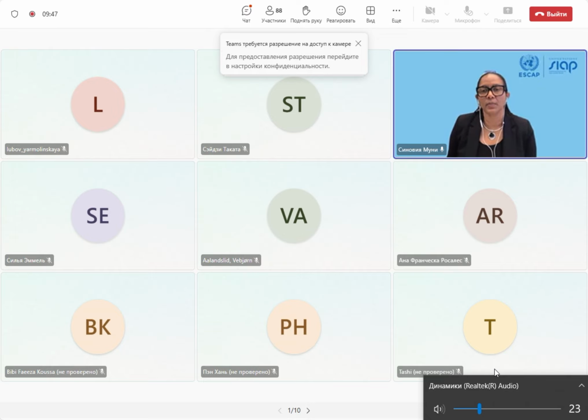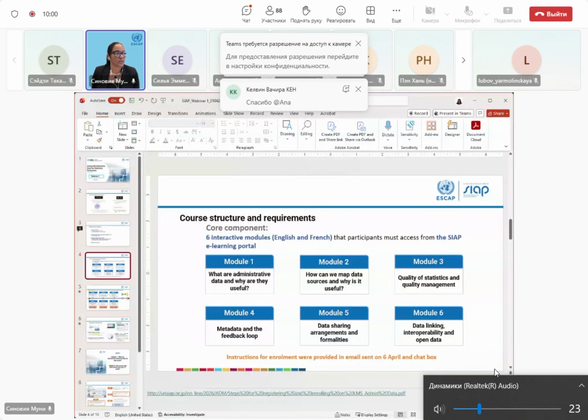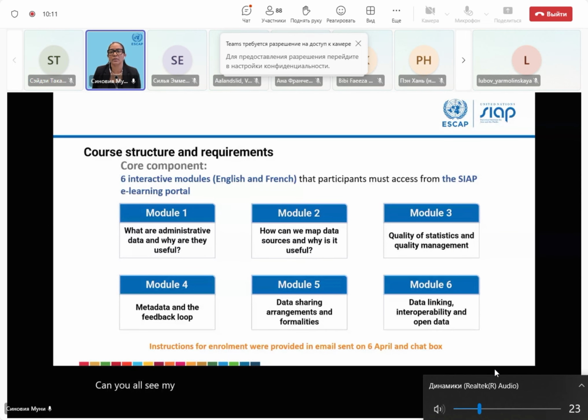Okay, so at this point, I'm going to share my screen again, so we could carry through with a few reminders related to the structure of the course. Okay, just give me a minute to do that. Can you all see my screen now in presentation mode? Yes.